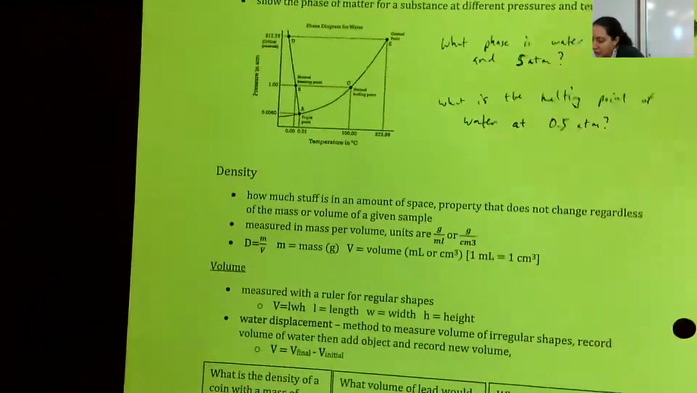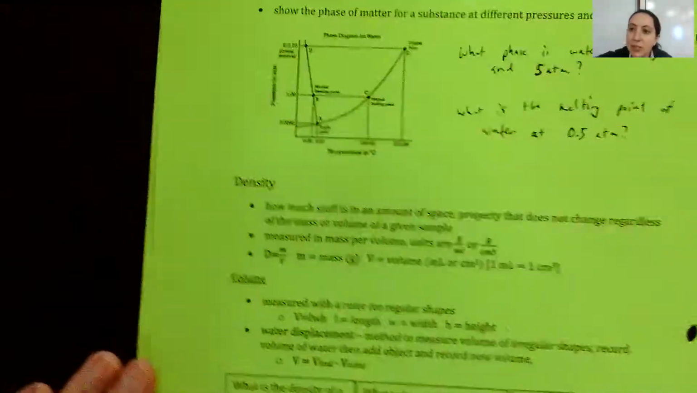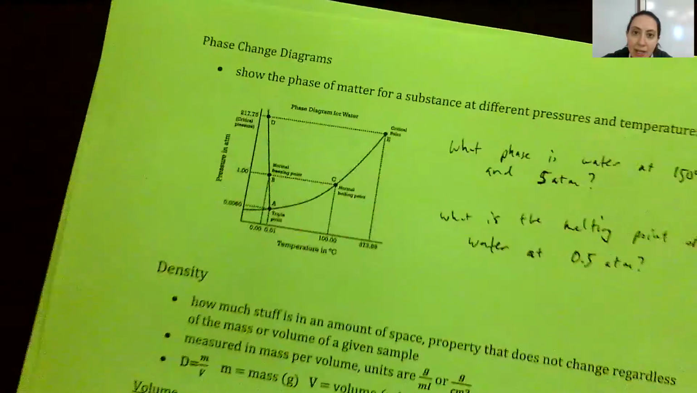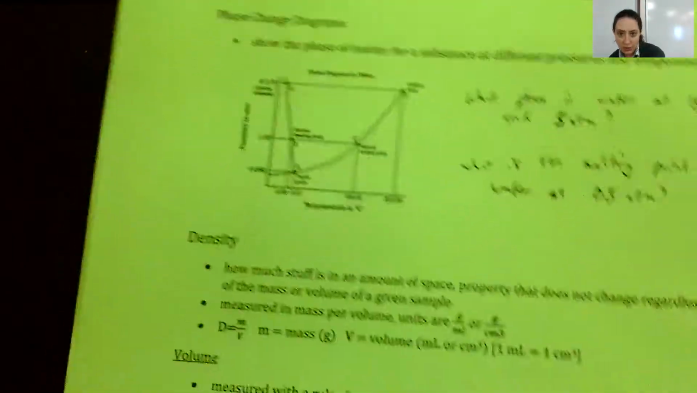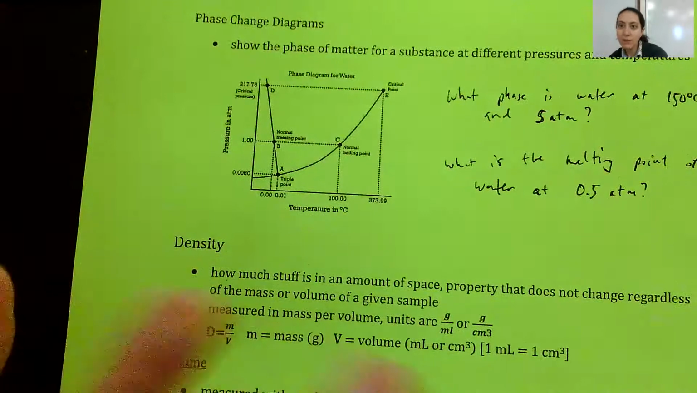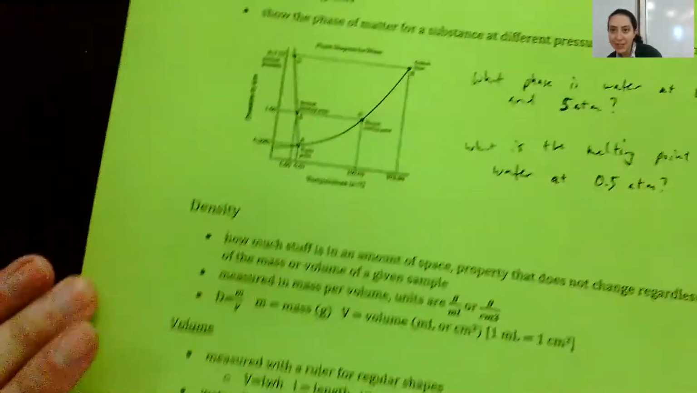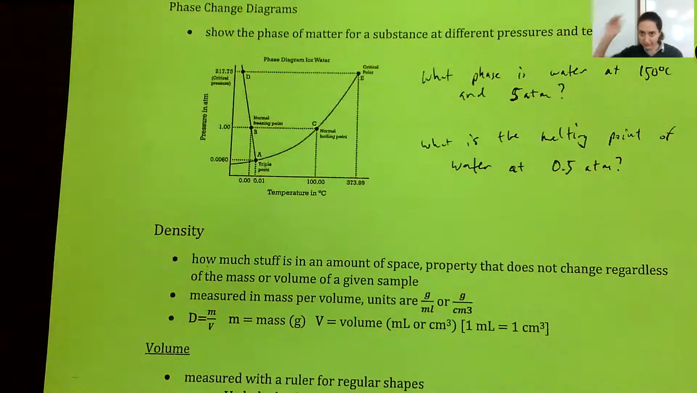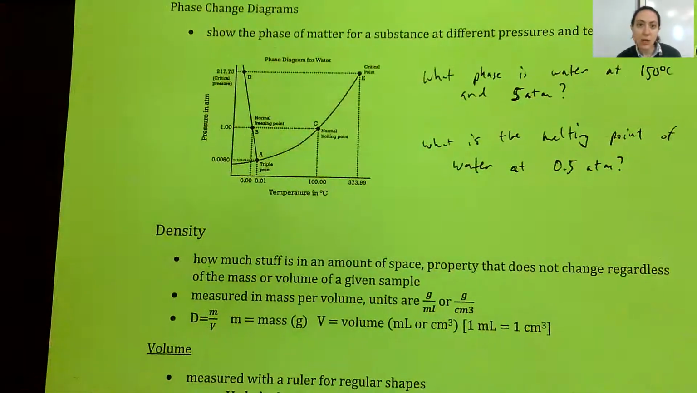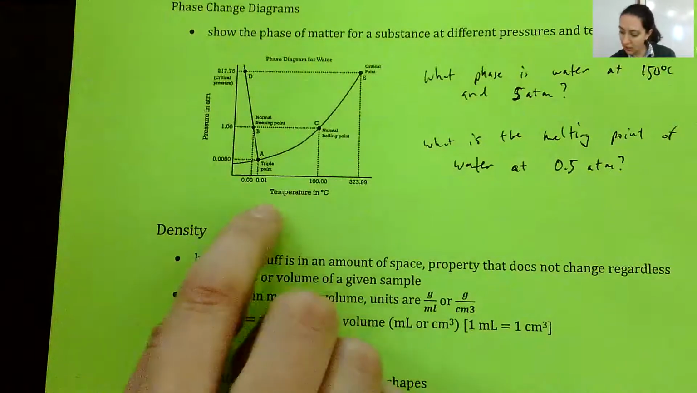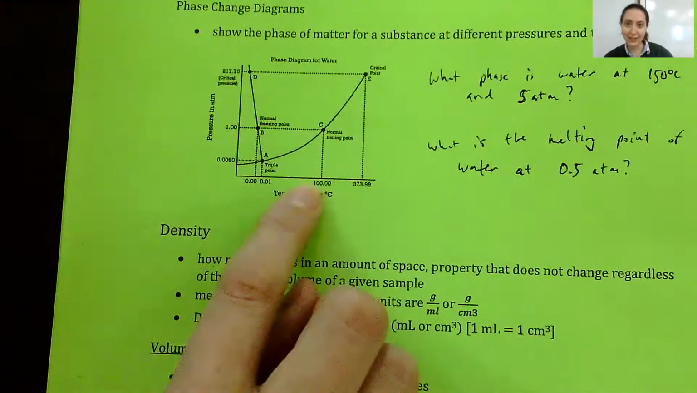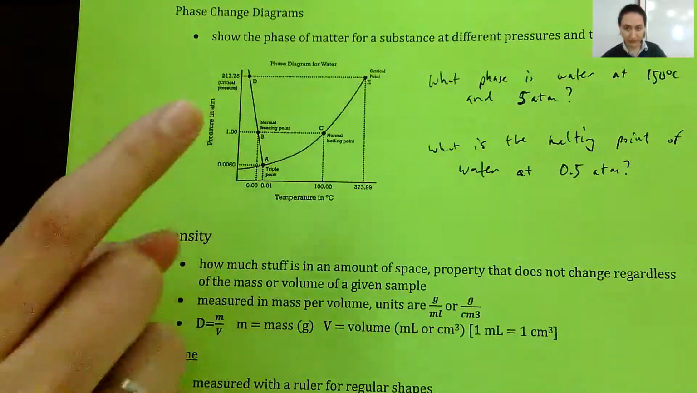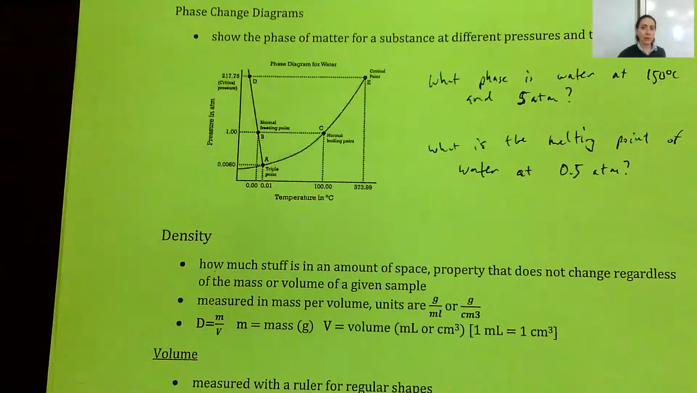And what the phase change diagram does, I'll zoom in just a little bit so you can see that a bit better, is it shows you what phase of matter that substance is at particular temperatures and pressures. So taking a look at this diagram, this is for water. The x-axis is temperature and the y-axis is pressure. So when you're reading this, you have to know the x and the y-axis. And then there's kind of zones.